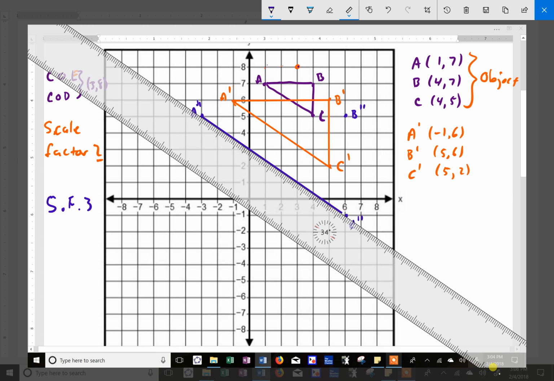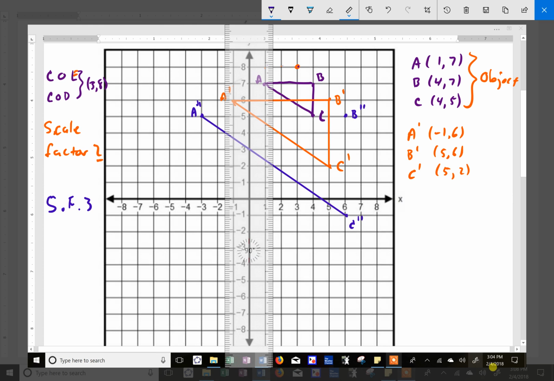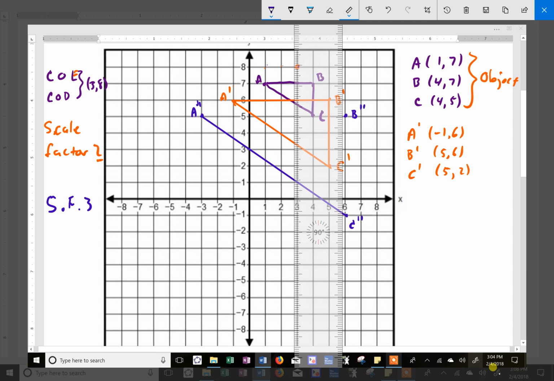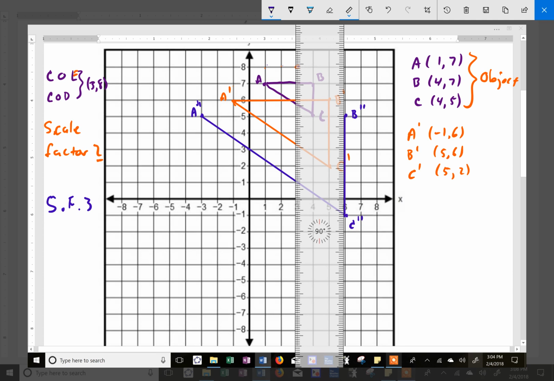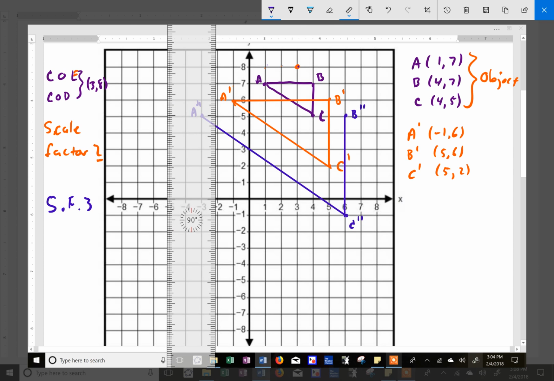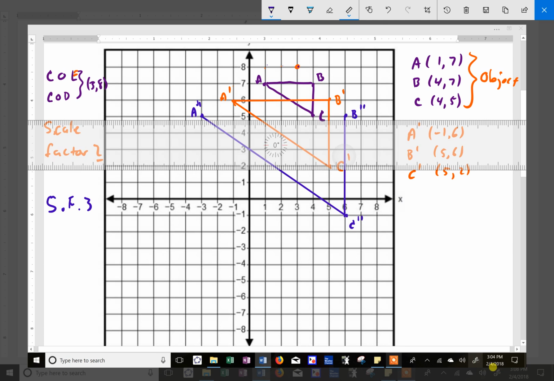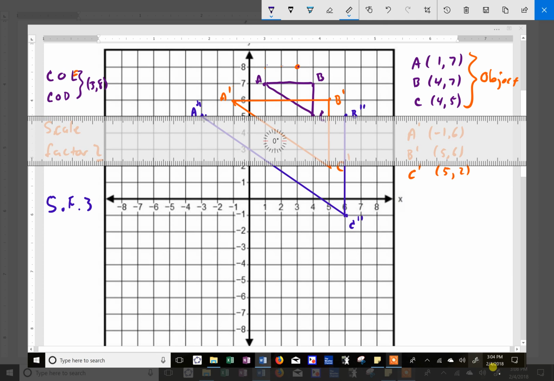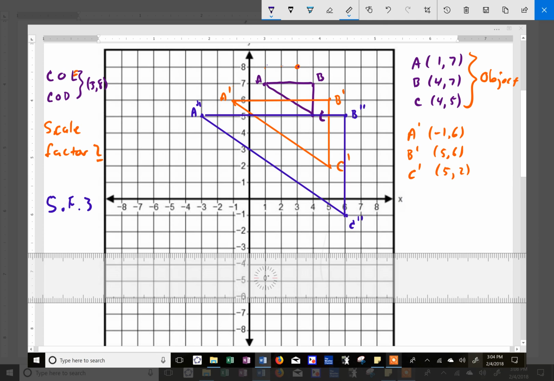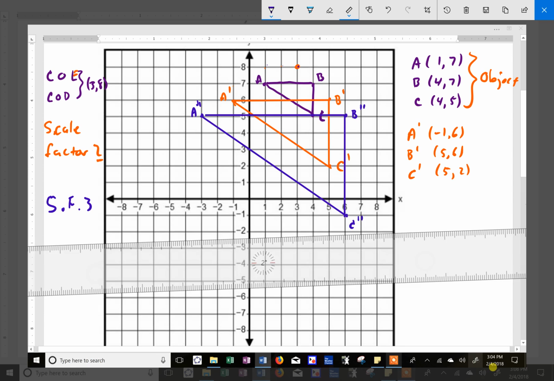There's something that you should notice. A to C, A prime to C prime, and A double prime to C double prime all have the same slopes, which makes the lines parallel. Now, you can see I did 3 enlargements of my original figure, which was ABC.